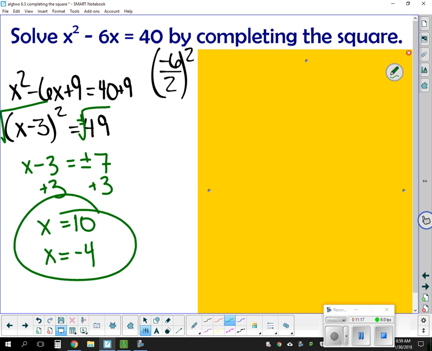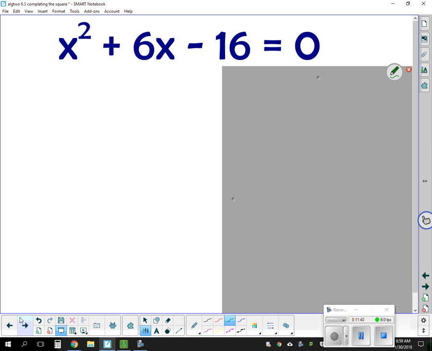How can you check your answers? Plug them in. Plug one in to the original equation, see if it works, then plug the other one in. So this, if we were to graph this, we would know that this crosses at 10 on your x-axis and at -4. Any questions on it? Okay, let's try another one.